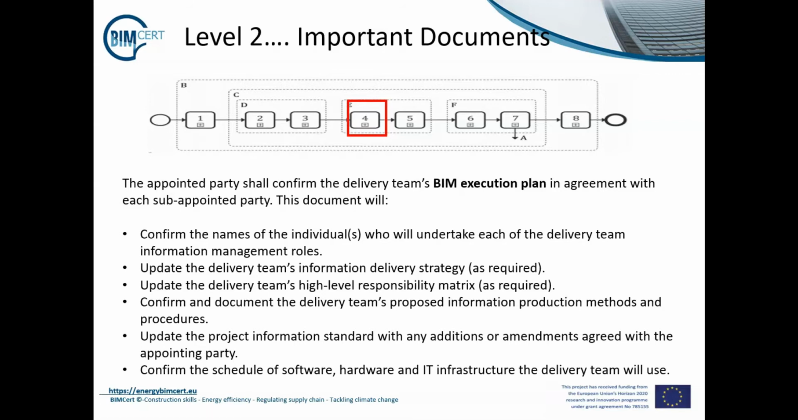Other key milestones or sub-activities within number 4 include establishing the delivery team's detailed responsibility matrix and exchange information requirements, as well as establishing the master delivery plan. The master delivery plan is an accumulation of a number of task information delivery plans setting out how each subcontractor will deliver their part of the project and the resources they have to do so.